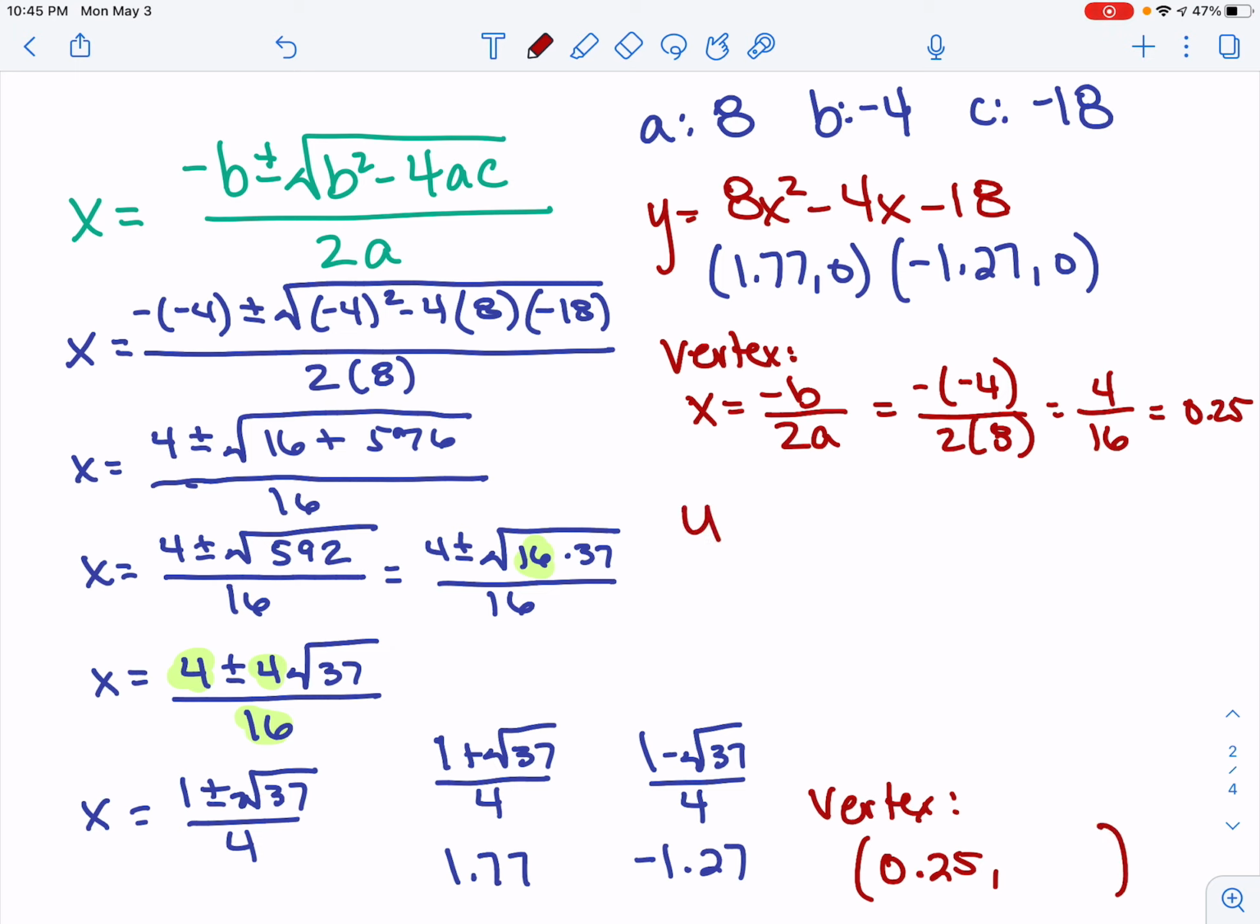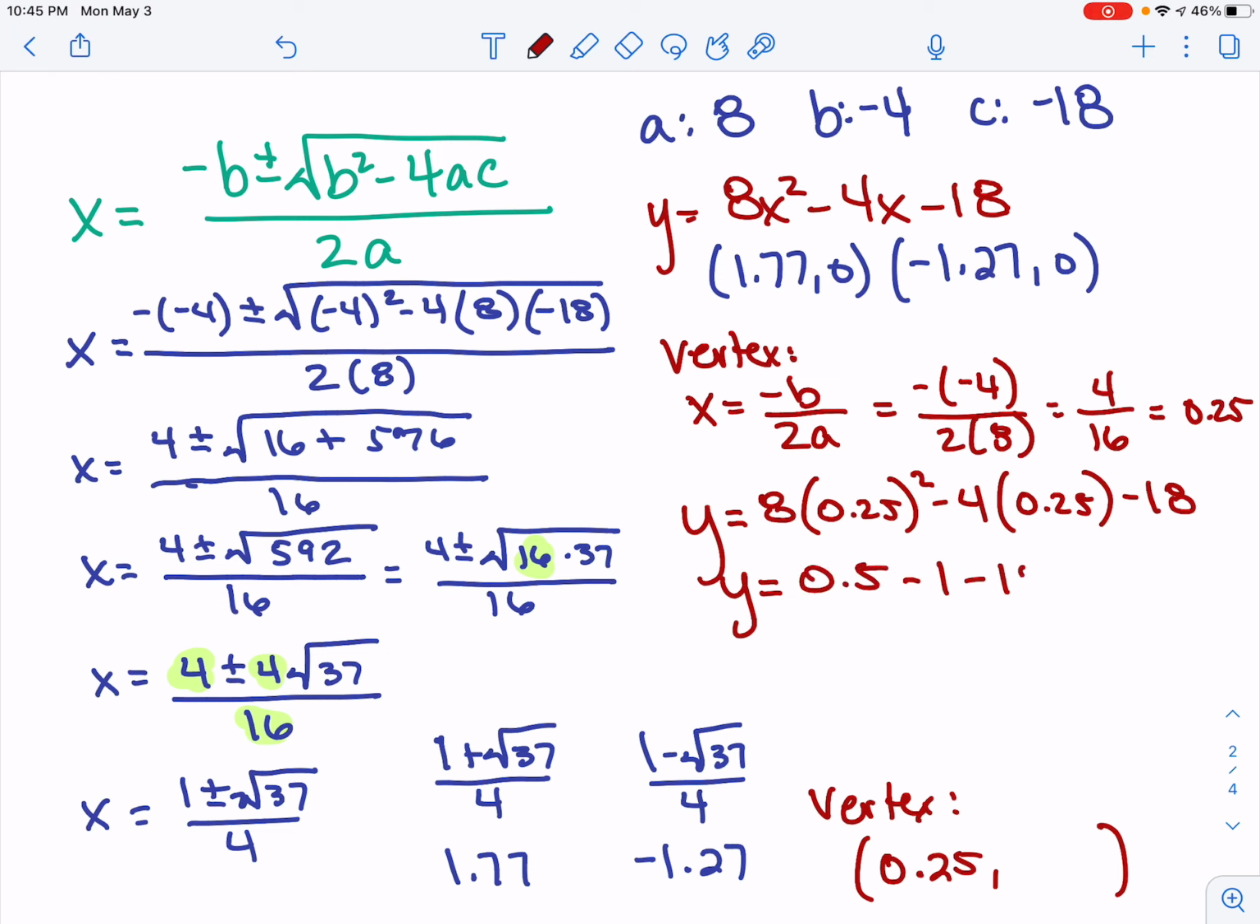So we're going to go back to our original equation, and we're just going to substitute in what the x value is. So we have 8 times 0.25 squared minus 4 times 0.25 minus 18. Well, let's see, if I take 0.25 squared times 8, that's going to give me 1/2 or 0.5. This is going to be -1 minus 18, and that's going to give me -18.5. So there is my vertex.